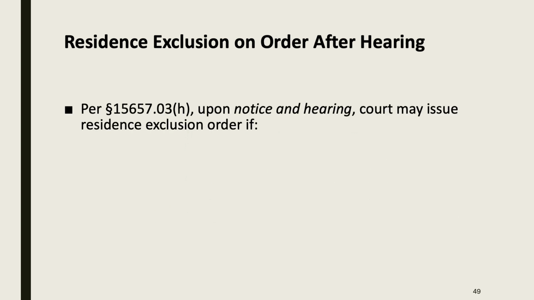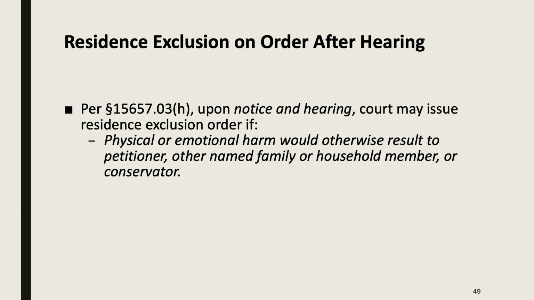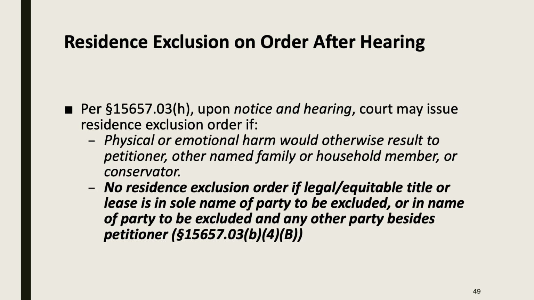The residence exclusion on an order after hearing. After notice and hearing, the court may issue a residence exclusion order if physical or emotional harm would otherwise result to the petitioner, other named family or household member, or conservator. But no residence exclusion order can be granted if legal or equitable title or lease is in the sole name of the party to be excluded or in the name of the party to be excluded and another party besides the petitioner.